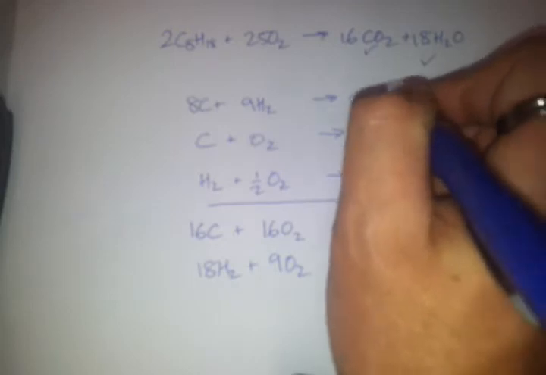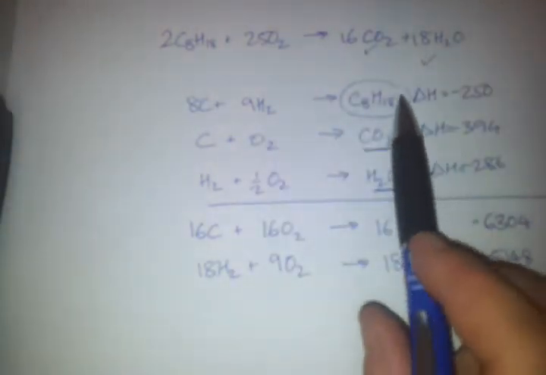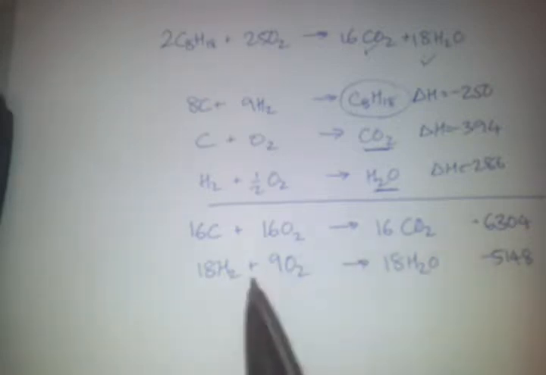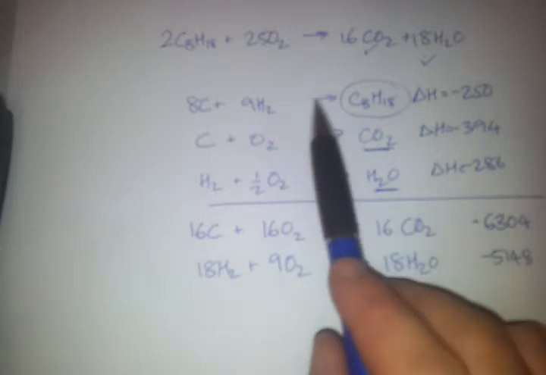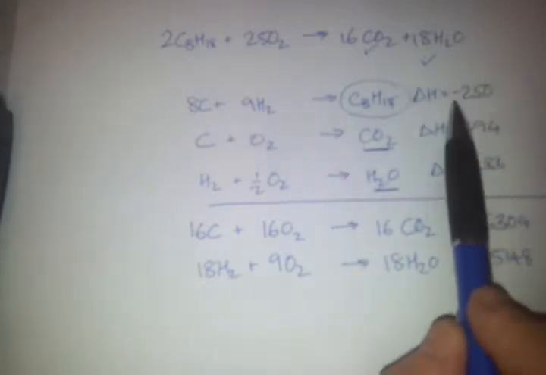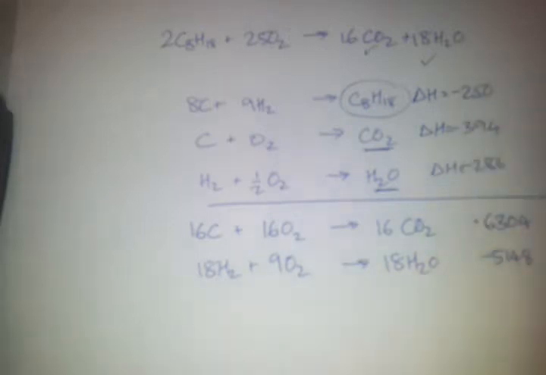Alright. Then I have a look at this equation here. Well, actually, this has got octane on the wrong side. So I want it to be on this side, not on this side. Therefore, I'm going to flip the equation. Now, if I'm going to reverse the equation, I have to reverse the enthalpy as well. So no longer will it be negative 250, it will be positive. I'll show you what I mean.